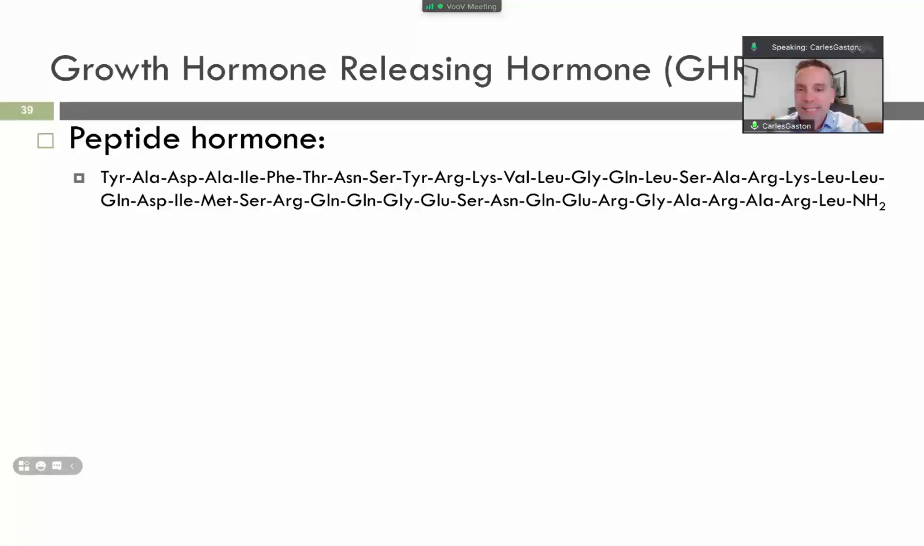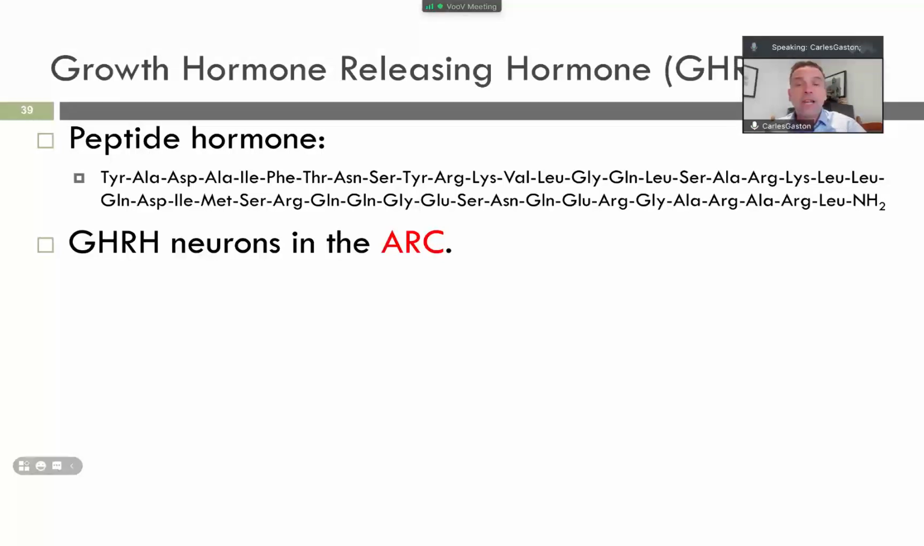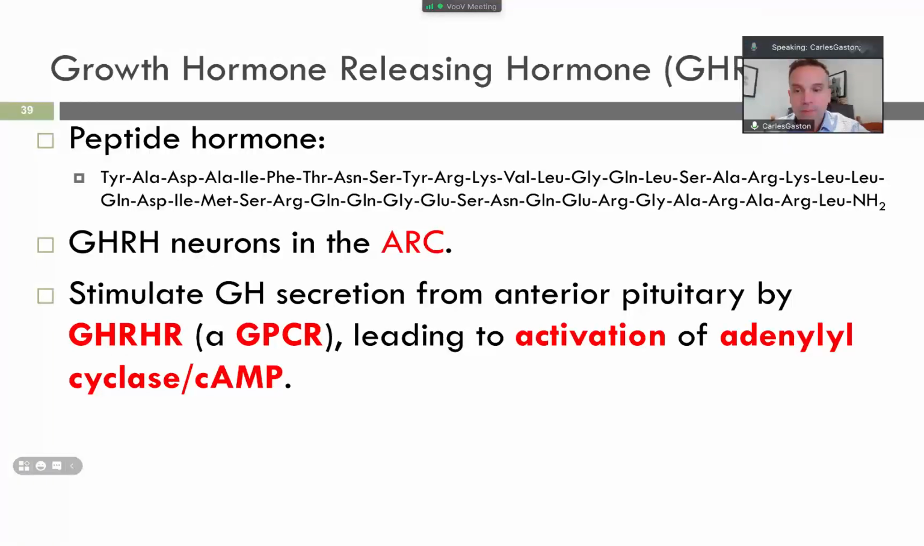It's also quite preserved through evolution, and it's produced by the growth hormone releasing hormone neurons in the arcuate nucleus of the hypothalamus. Remember, the hypothalamus had specific nuclei. So growth hormone releasing hormone is produced by the arcuate nucleus. The function of growth hormone releasing hormone is to stimulate the secretion of growth hormone in the anterior pituitary, again through the growth hormone releasing hormone receptor.